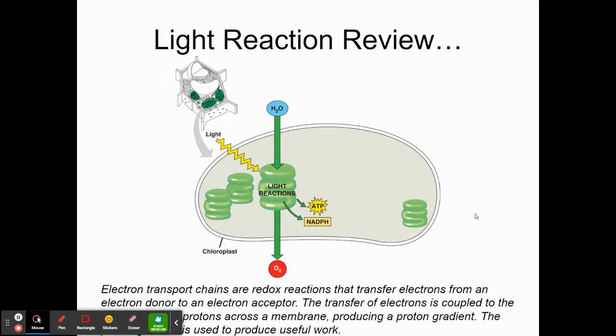All right, so as I say here, electron transport chains are redox reactions that transfer electrons from an electron donor to an electron acceptor. The transfer of electrons is coupled to the movement of protons across a membrane, producing a proton gradient. And then this proton gradient is used to produce useful work.